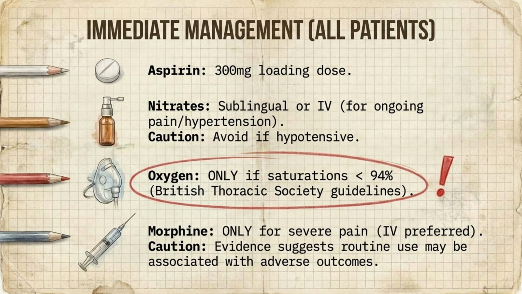So what's left of MONA? Nitrates and aspirin are still standing. Nitrates are great for pain. They help open up the vessels. You just have to be careful if the patient's blood pressure is already low. And aspirin is the one that's non-negotiable. Absolutely. 300 milligrams, chewed immediately. That's the one thing that has stood the test of time. Okay, so we've got the patient, we've given aspirin, we've checked their oxygen levels. Now we look at that ECG.